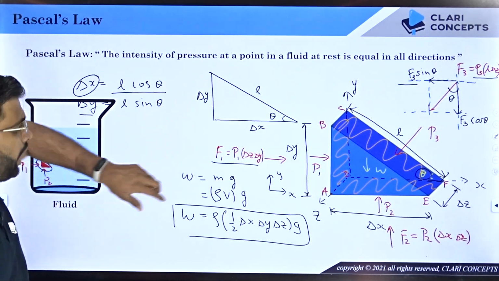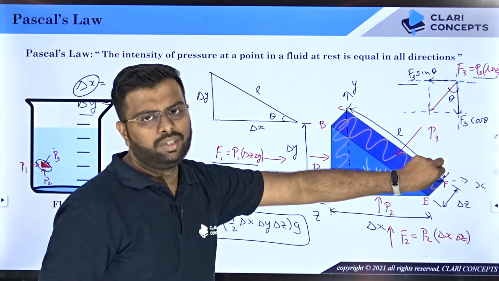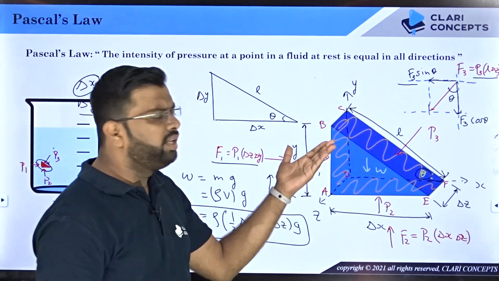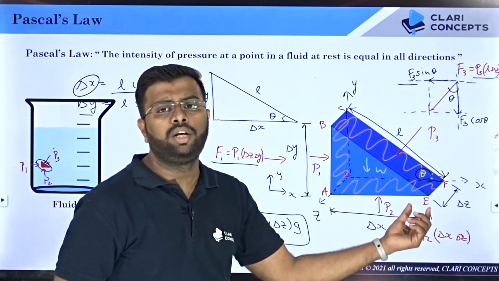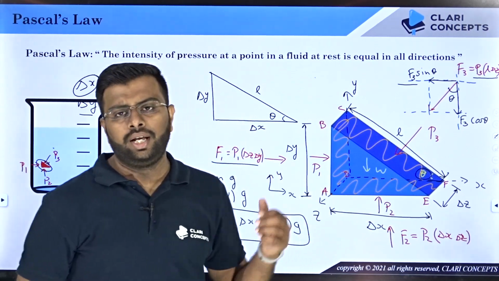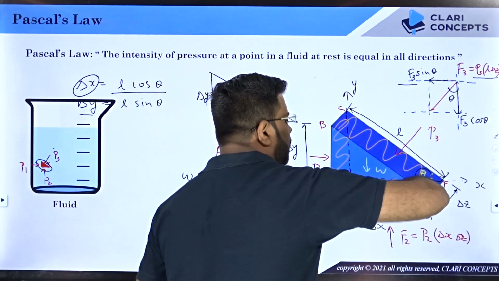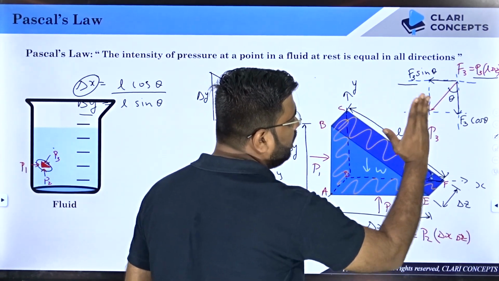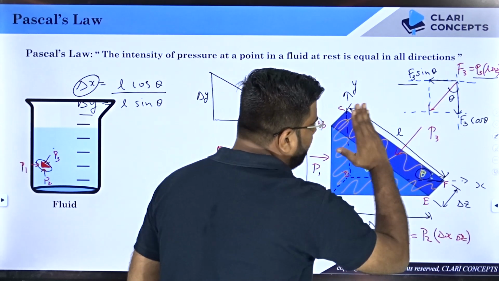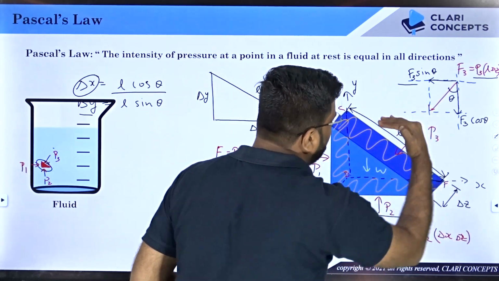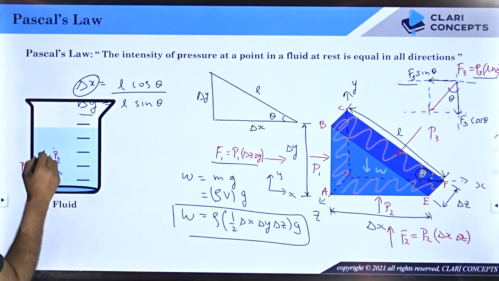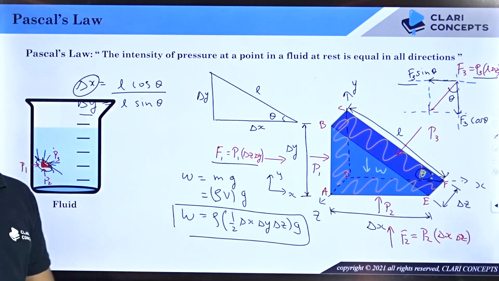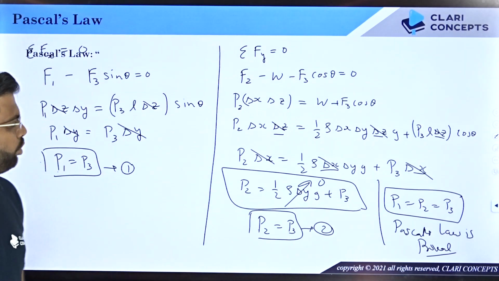Now you see, in P3 I have not given any value of angle. The reason for me to take this triangular or wedge shape element is that P1 equals P2 equals P3 is valid for all values of theta. That means if you take theta equals 1 degree, 2 degree, 3 degree, 4 degree, 5 degree, and as you change the theta, the angle of P3 will also keep on changing. And therefore, you can say that pressure from all directions will be equal at a given point. Clear? So I hope you understood this.